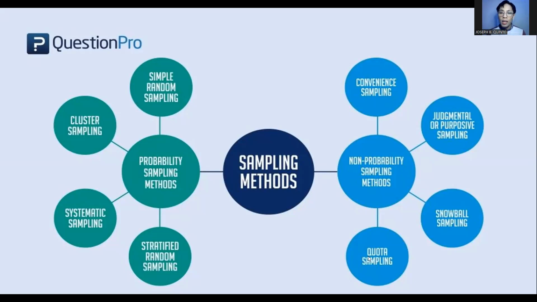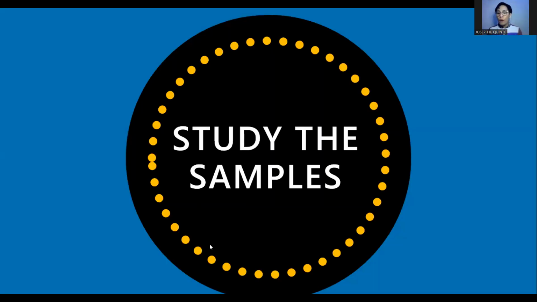And then quota sampling is the counterpart of stratified random sampling. Quota sampling is like this. Let's say you have different strands in senior high school and you identify the number on your own without considering the overall population. At any rate, you have to be very specific. So just simply refer to the samples. Study the samples, and if you have questions, you may ask me later. I'm going to give you 1 minute to study the samples before we proceed to the next. So 1 minute starts right now.